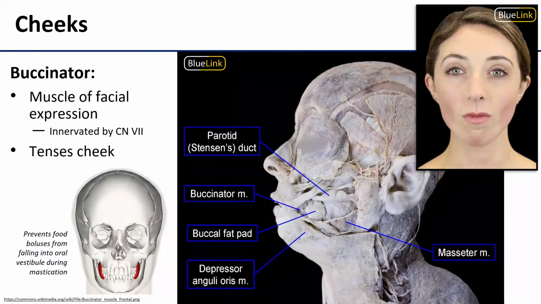The buccinator muscle sits deep to the buccal fat pad, which we see right there. And it is technically a muscle of facial expression that tenses the cheeks. It's innervated by the facial nerve, but you really make use of it when you're eating something. Its position deep within the cheek allows it to hold the cheek right up against the buccal surface of the teeth. This means that as you're chewing, the food that's being ground up on your molars doesn't slip off and fall into the oral vestibule.